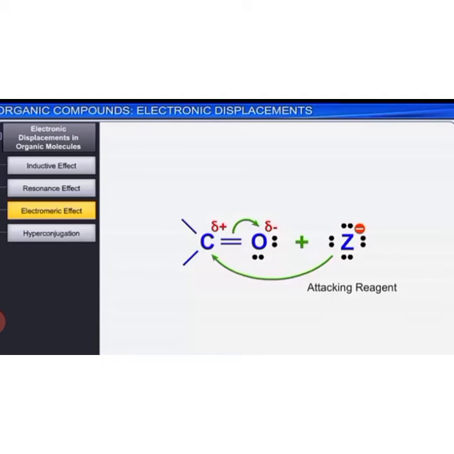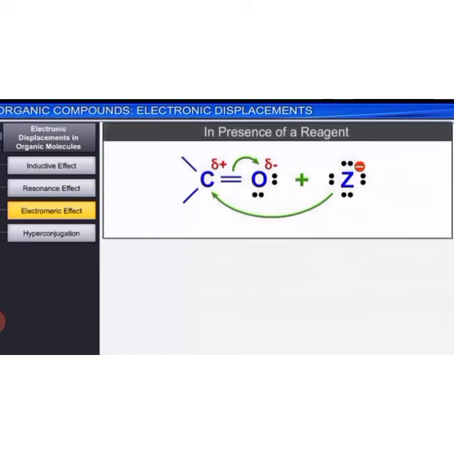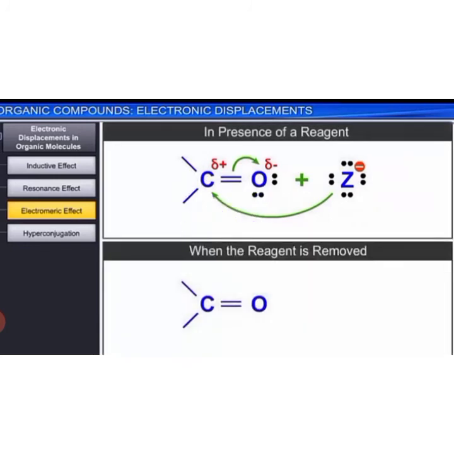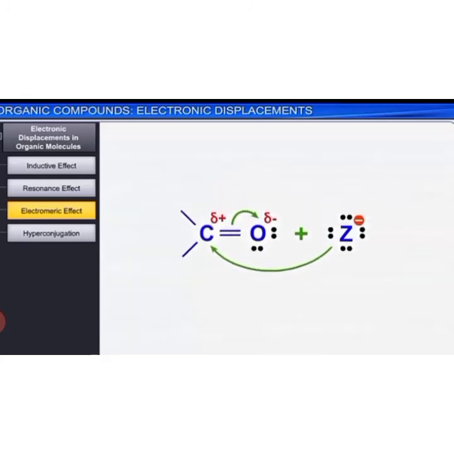reagent. It is important to note that this effect ceases to exist as soon as the attacking reagent is removed from the domain of the reaction. This effect is represented by E, and the shifting of the electrons is shown by curved arrow.